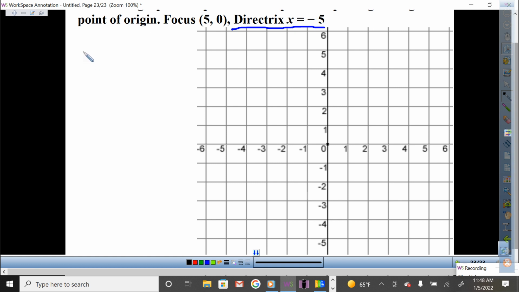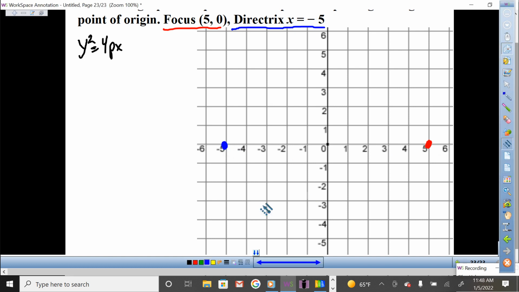All right, Brisa, what equation? Y squared equals 4px. Hands, have you got that? That is correct. Let's plot our focus. Focus is 5, 0. Directrix is x equals -5, and there's a line going straight through there. And what's the midpoint between those two? Again, 0, 0.